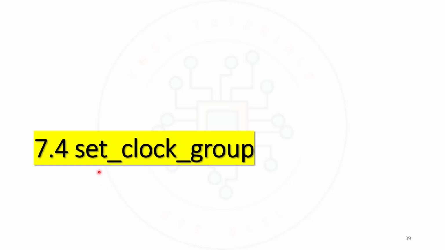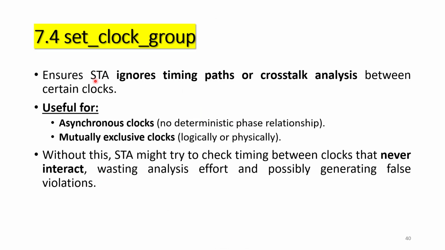Now let us see about the constraint called set_clock_groups. It ensures static timing analysis ignores timing paths or crosstalk analysis between certain clocks. We will see what is meant by crosstalk in upcoming videos. It is useful for asynchronous clocks with no deterministic phase relationship.